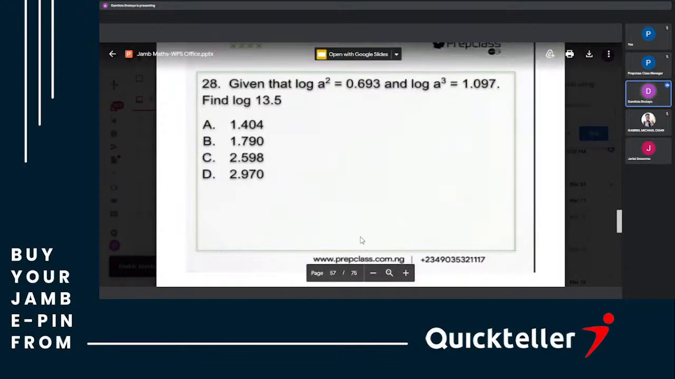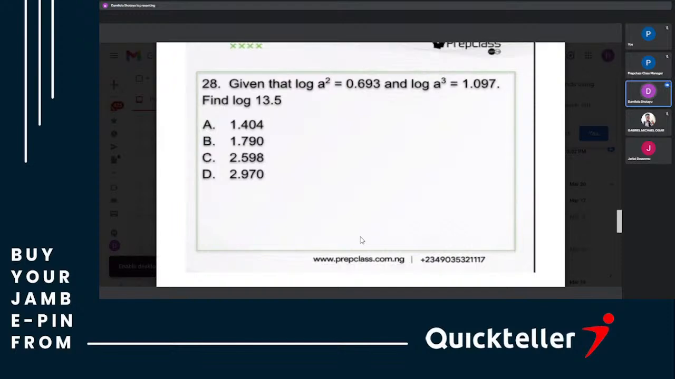They actually gave me log 2 and log 3. This thing that they wrote here is not correct. It's meant to be log A underneath 2 and log A underneath 3. It's meant to be log 2 and log 3. Now, 13.5 came from 27 over 2. Okay? That will become log 27.